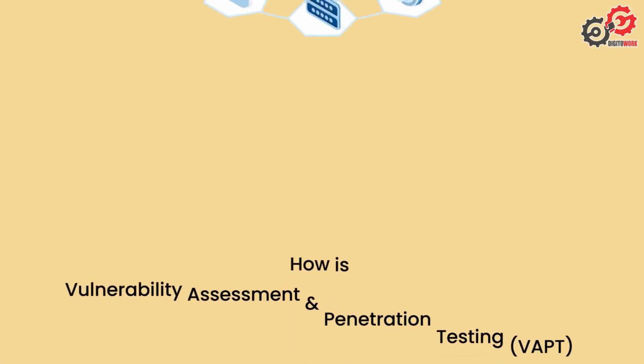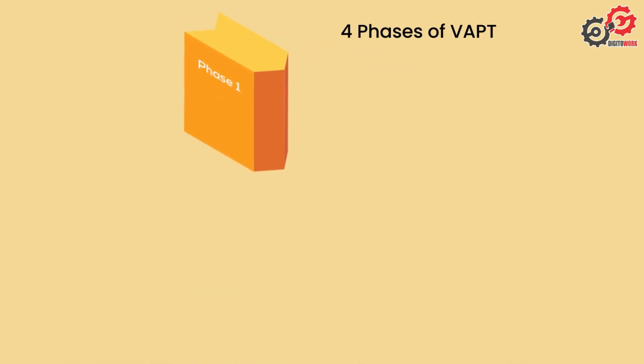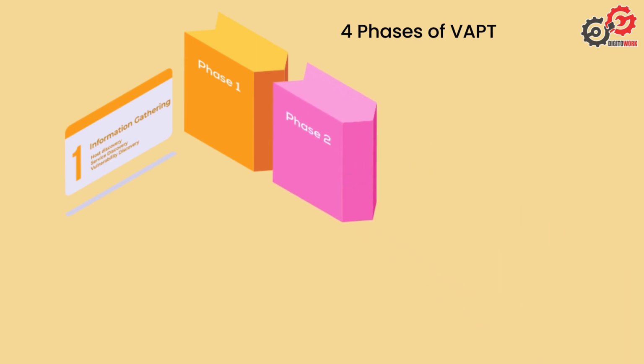How is vulnerability assessment and penetration testing, VAPT, done? A typical VAPT consists of 4 phases executed in order. Phase 1. Information gathering. This includes host discovery, service discovery, vulnerability discovery. Phase 2. Focus penetration is all about compromising vulnerable hosts.